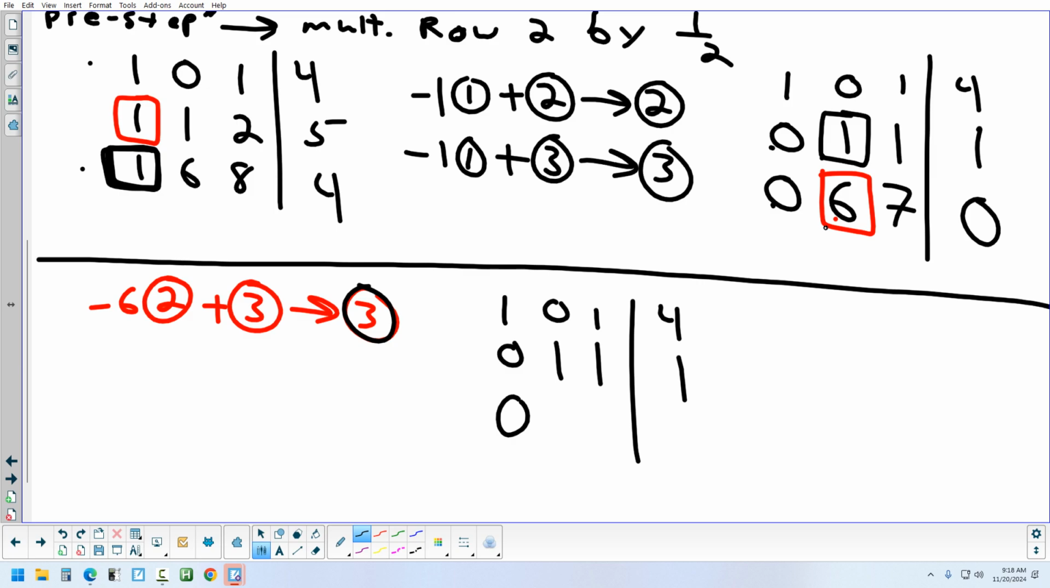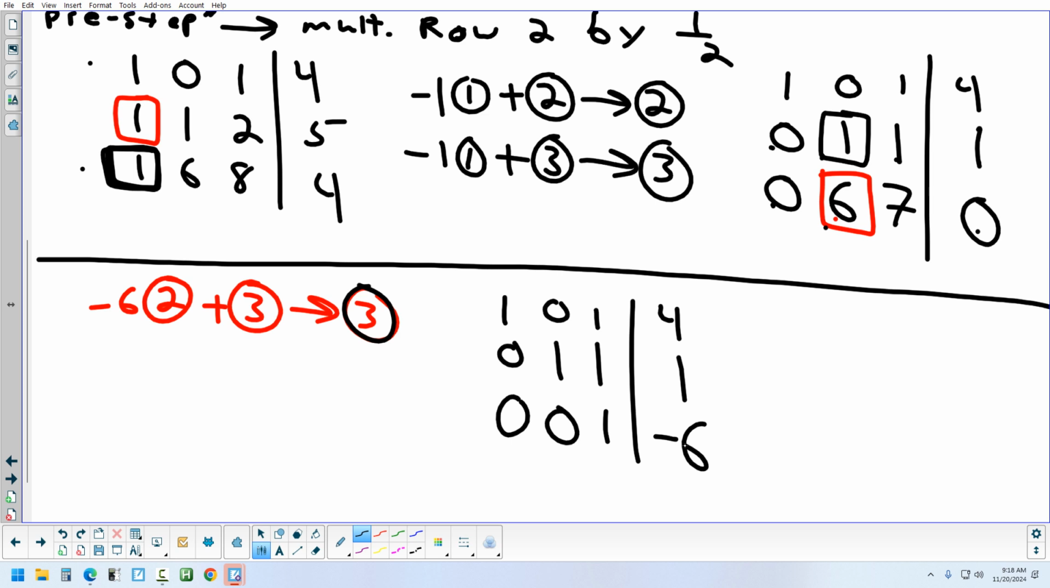-6 plus 6, 0. 1 times -6 again? -6. Plus 7, 1. 1 times -6, -6. Plus 0, -6. -6. Okay.